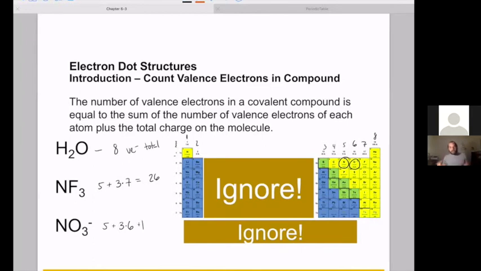If we think back to what that -1 charge meant, it meant that there was 1 more electron than those atoms started out with, right? So we have to add that 1 on there. So that's 23, 24. That means this particular molecule would have 24 valence electrons.